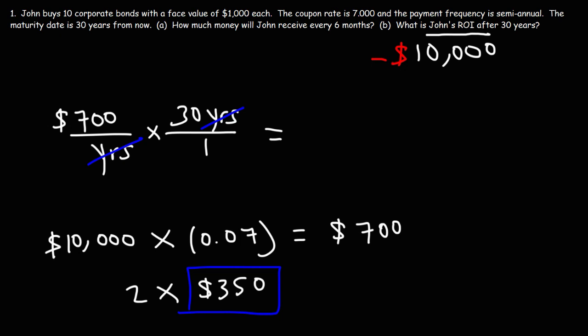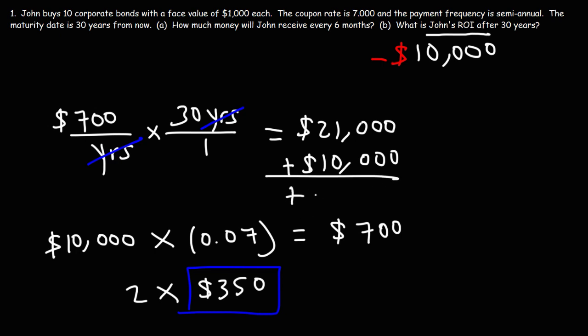So what is 30 times 700? 7 times 3 is 21. And then all we need to do is add the 3 zeros. So 700 times 30 is 21,000. Now, at the end of 30 years, the company is going to give John his principal back. So he received 21,000 in interest payments, and his original $10,000 principal is going to be returned back to him. So he's going to receive a total of $31,000 in the course of 30 years.